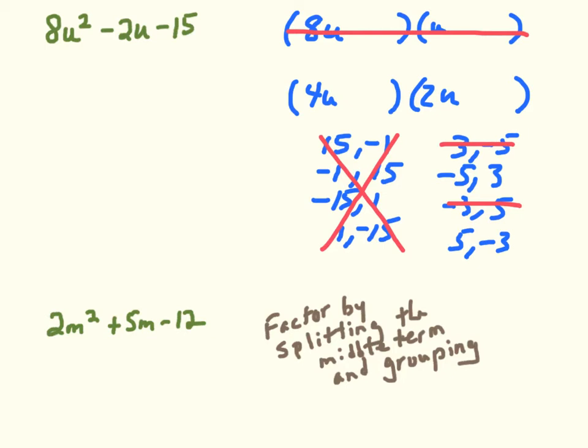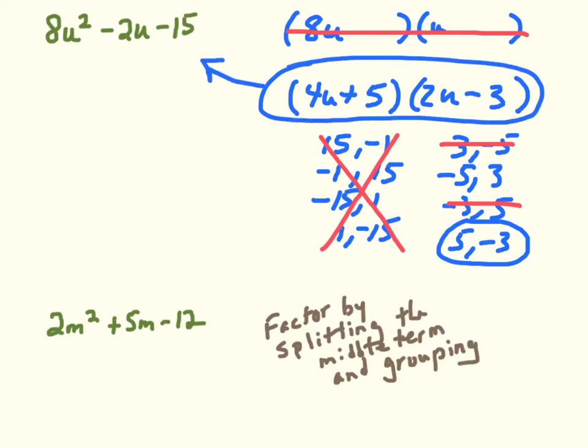As I think this through, it's going to be this one right here, because if I put the -3 there and the +5 here, when I do the FOIL, I've got 4U times 2U, there's your 8U squared. I've got 4U times -3, that's -12U, and then the I of FOIL gets me +10U, and then -15. So that's going to be my answer here. That'll be the factoring for that one.